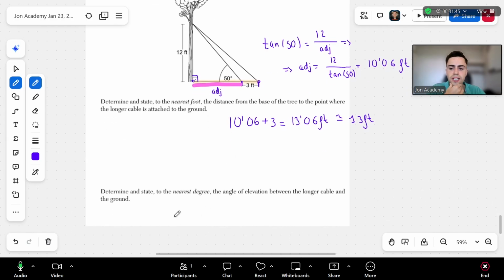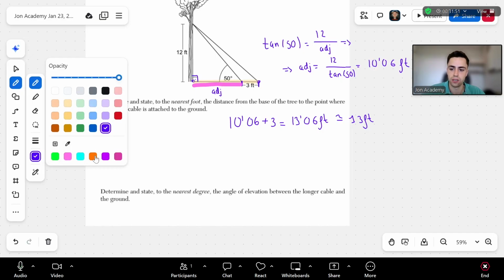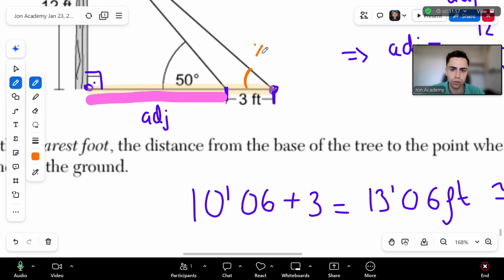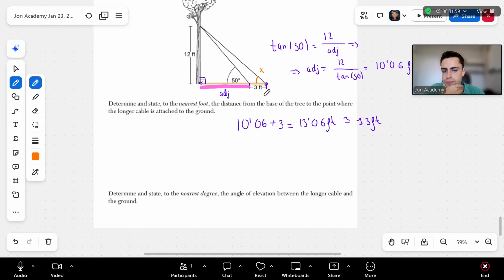And the other question they ask us here: to the nearest degree, the angle of elevation between the longer cable and the ground. So let's first draw that here. In the drawing, that will be here, no? That's the one we are looking for. Let's call it X. And for that, what can we know now? We know that the whole lower side, this here, is 13.06. And at the same time, we have this, the opposite.